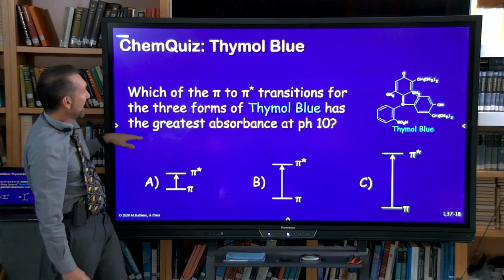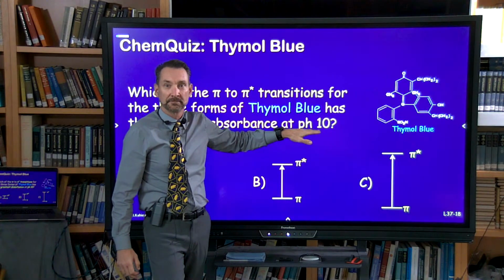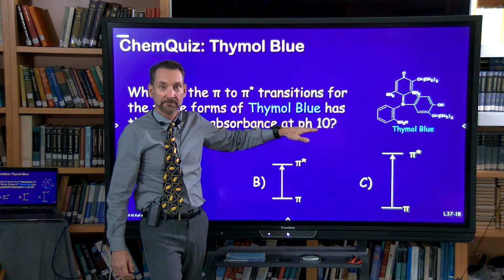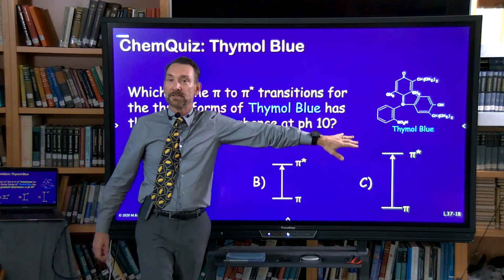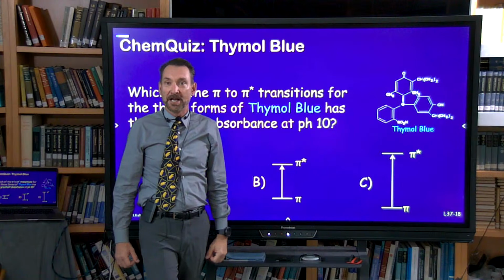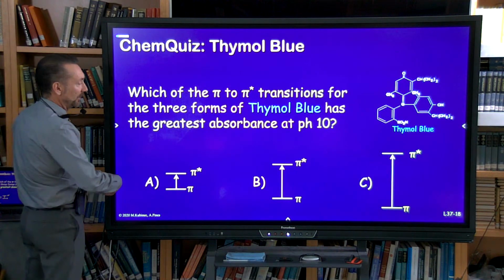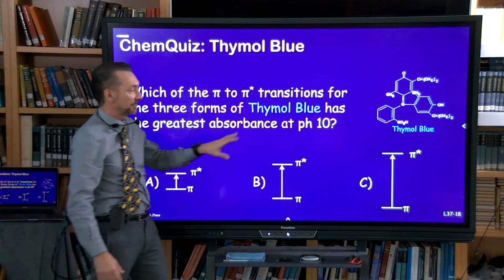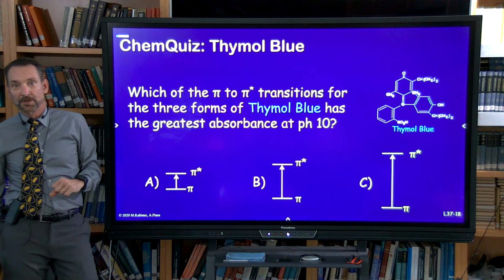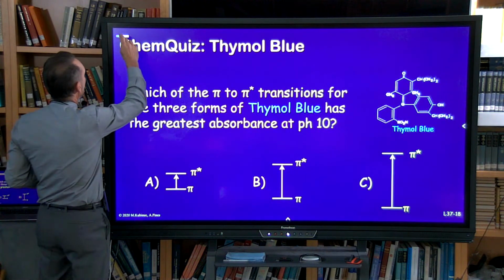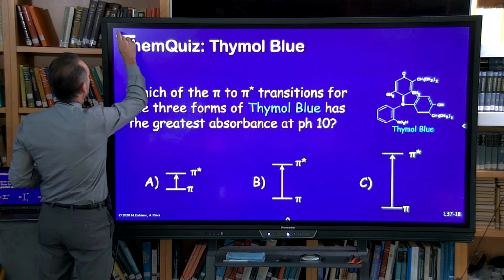Which of them has the greatest absorbance at pH 10? Okay, so you know where the pH is, you know the color. Which absorbance am I talking about? A, B, or C? I won't tell you which is which, but one is red, one is yellow, one is blue. You tell me which one is most prevalent at pH 10.